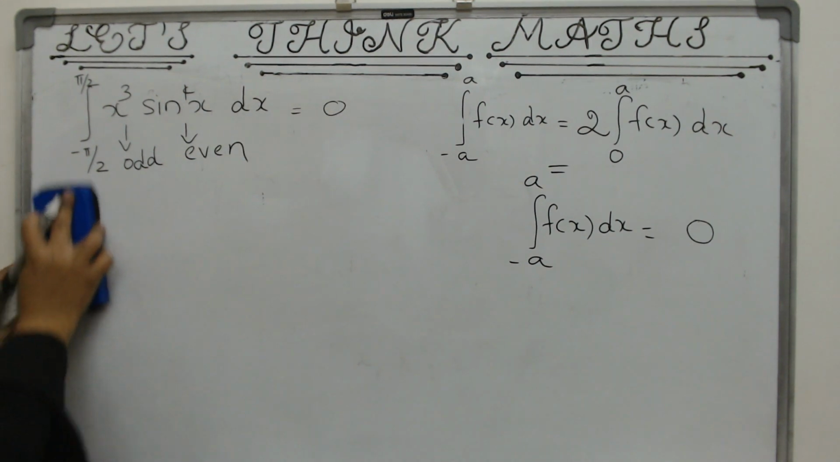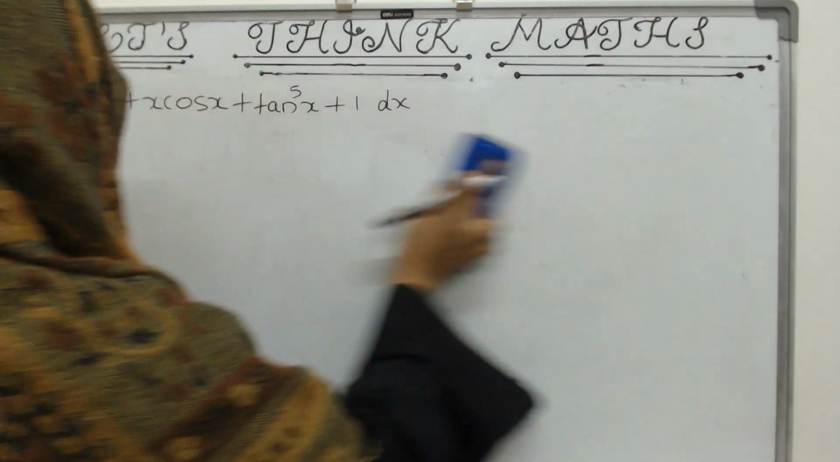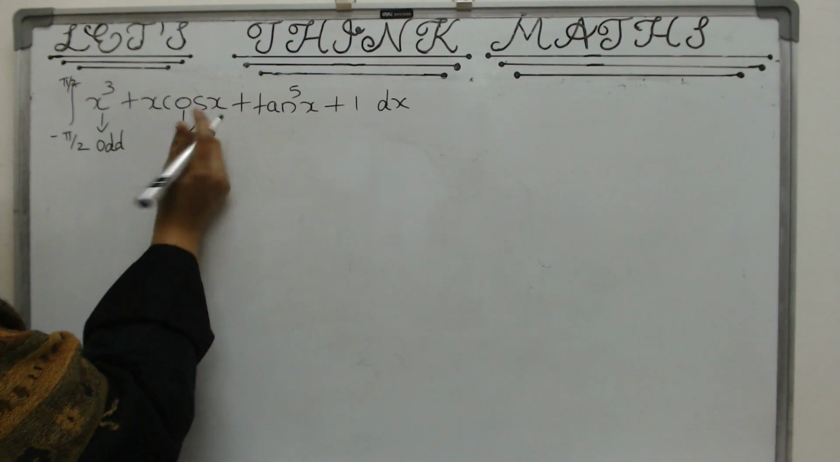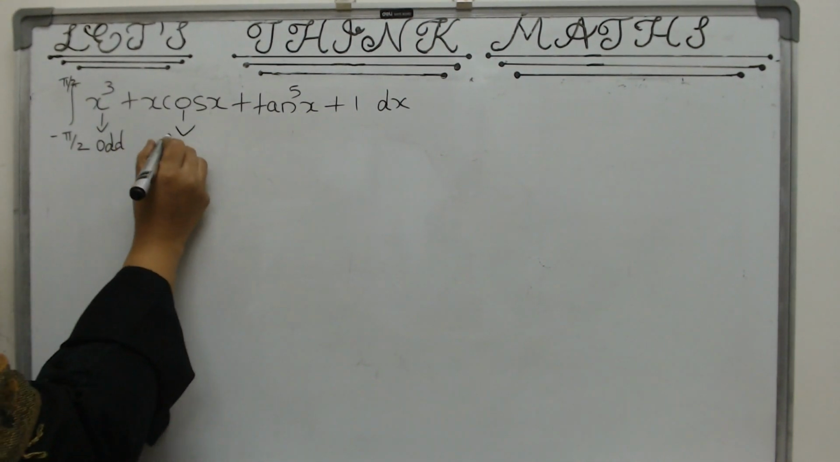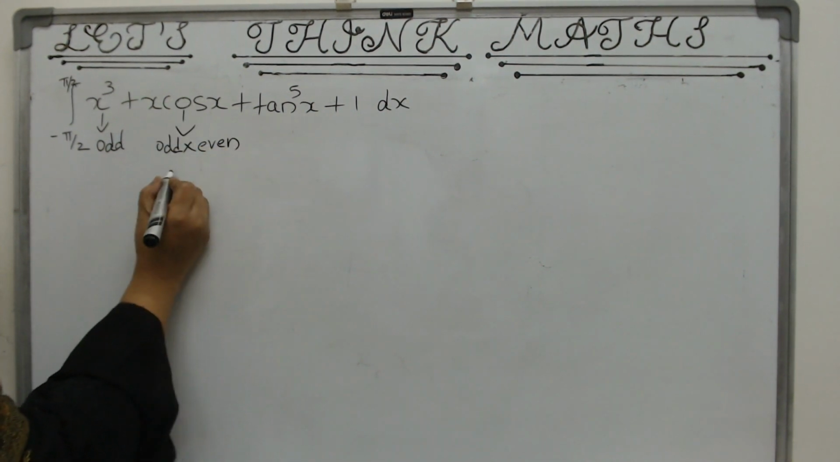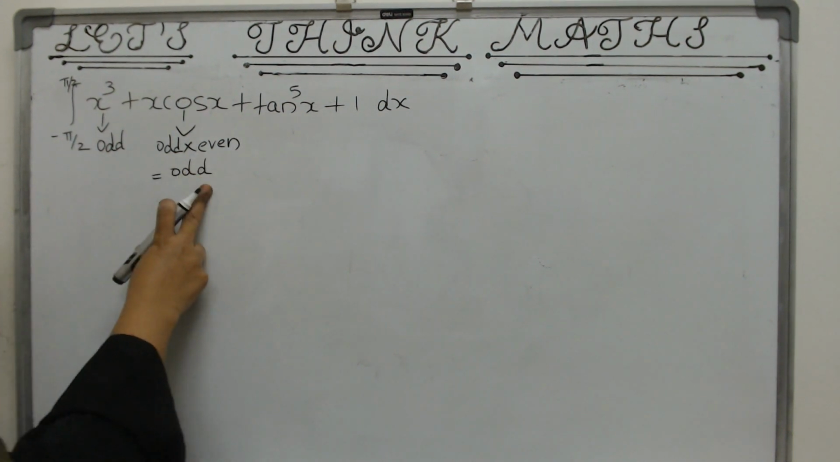Now let us see one more question. What do we have here? What is the first one? It is x cube, which means an odd function. Now you see the second, it is a product of two functions. One is odd, cos x is even, odd into even is equal to odd. So this is odd, this is odd.